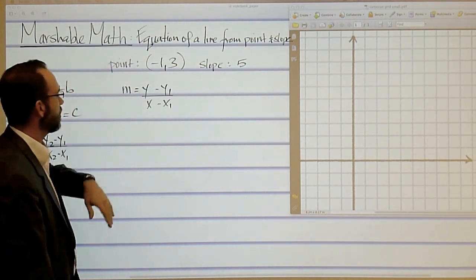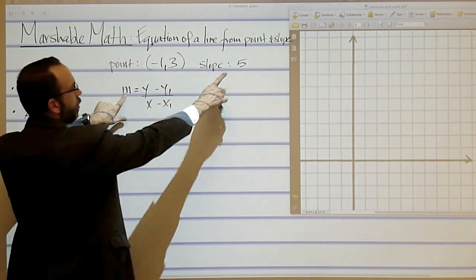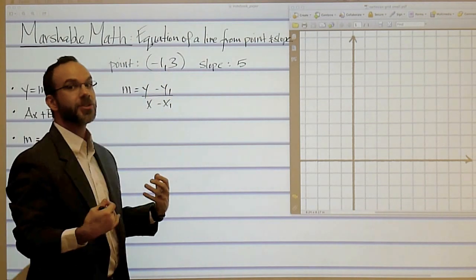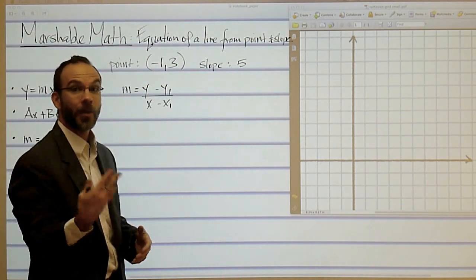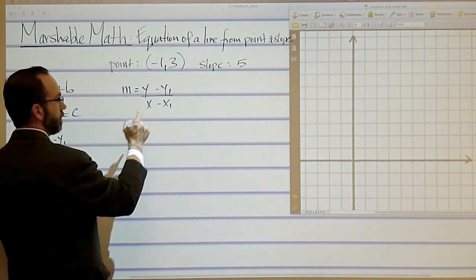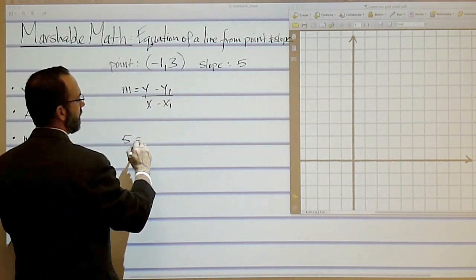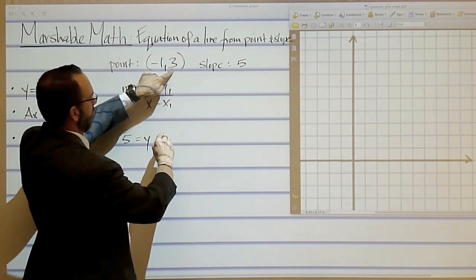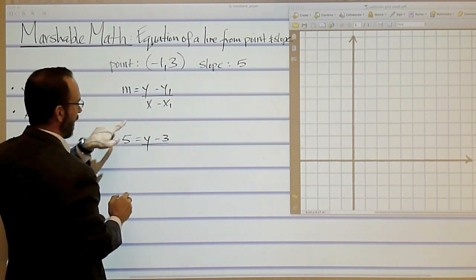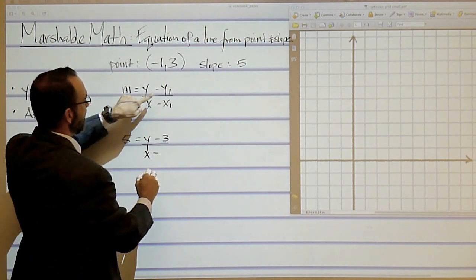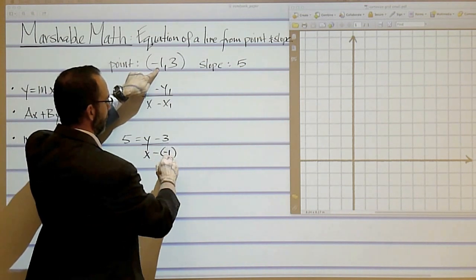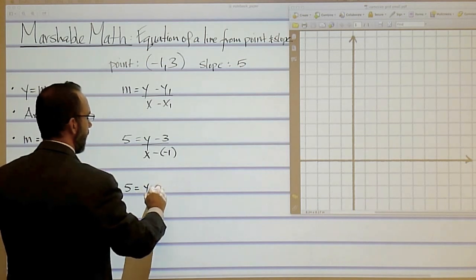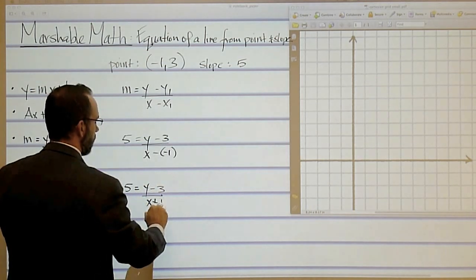So we're going to drop the subscripts, and now I've got the slope, which is 5. I've got my x and y values from my point, which is 1 and 3. Let me just substitute those in now and do some algebra, and we'll have the equation. So slope, substitute in, that's 5. It equals the y of the equation minus the y point value, that would be 3, divided by the x of the equation minus the x of the point value, which would be negative 1. Let me clean this up a little bit. We get 5 is equal to y minus 3 divided by x plus 1.